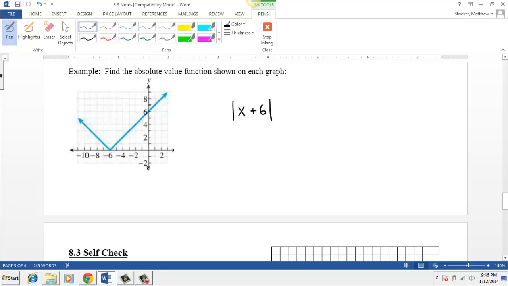Does it shift up or down at all from 0? Nope, the vertex is right on 0. So there's not going to be anything out here after the absolute value. It's just going to be f of x equals the absolute value of x plus 6.